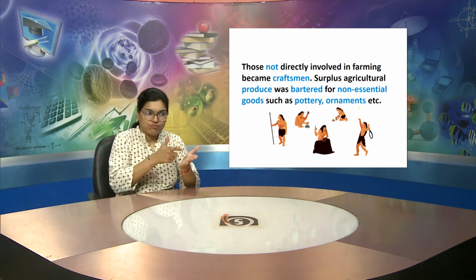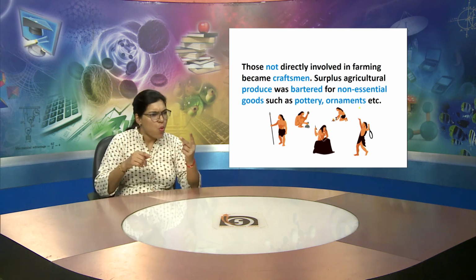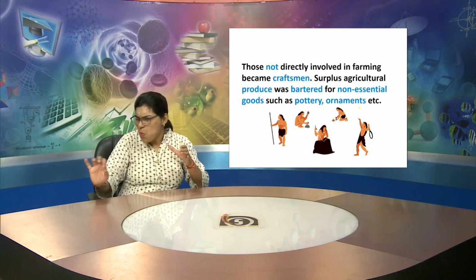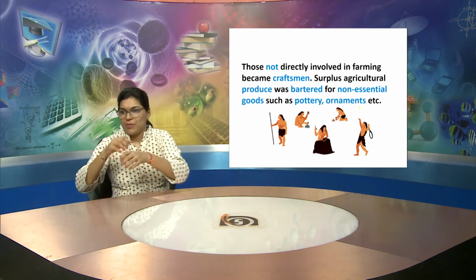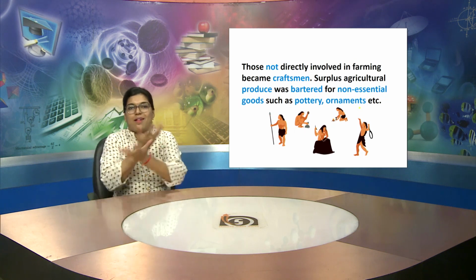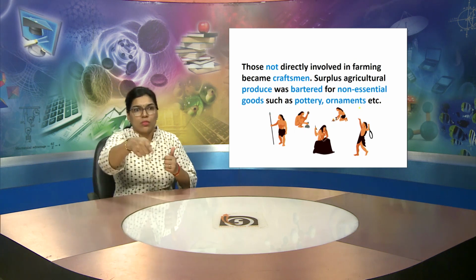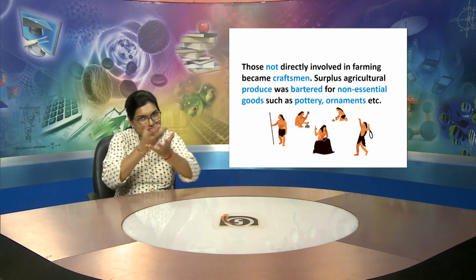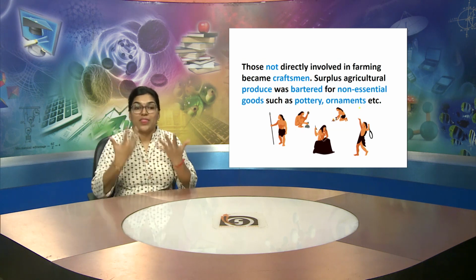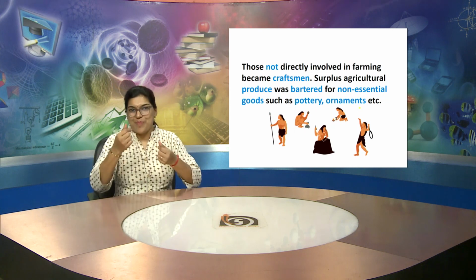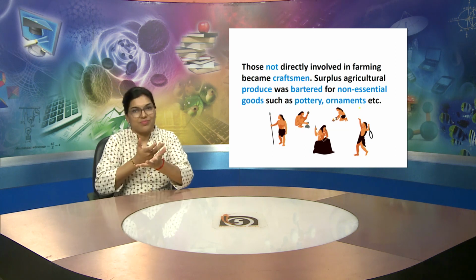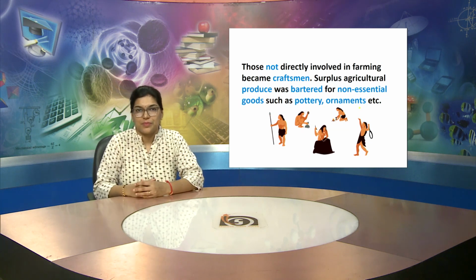Many people were doing different kinds of work, and whenever they needed something, they used to exchange their own material with the other person, according to their need. So that was known as the barter system. You must have seen the barter system in your other subjects. Nowadays we have money, so we give money and get the things, but in the previous time we used the barter system.